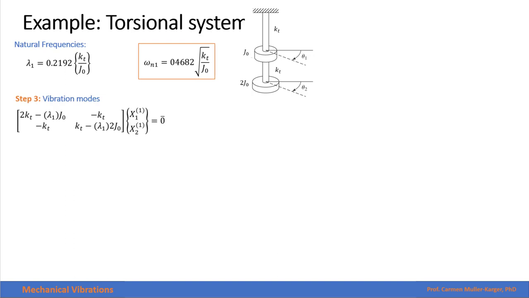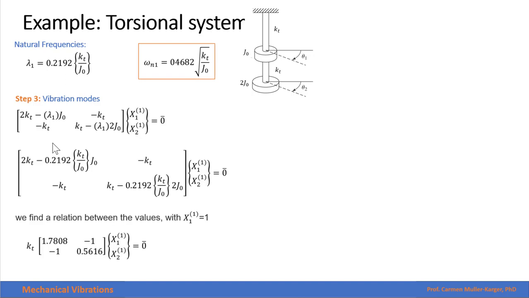To find the vibration modes, we will introduce the eigenvalue that we found into our matrix and find this vector. These two equations represent the same equation, therefore we have to find a relationship between these two amplitudes. If we give the value of 1 to the amplitude of the first disk, we can find how much the second disk will move for the first vibration mode. And that gives us the first vibration mode.